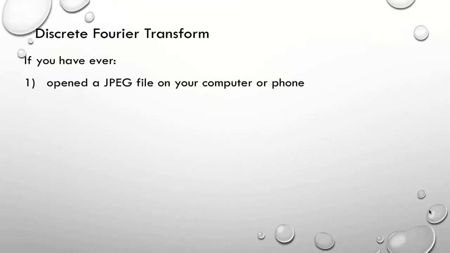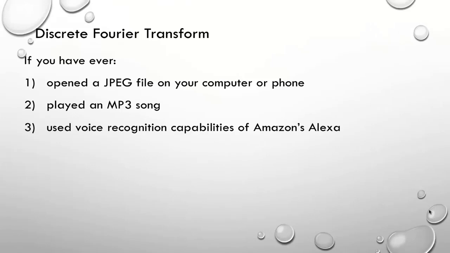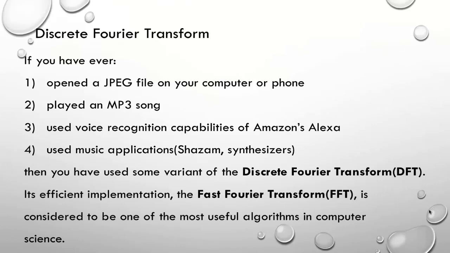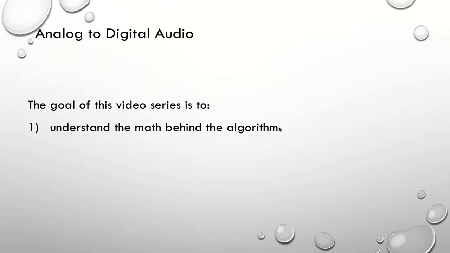So if you ever open a JPEG file on your computer, or ever play an MP3 song, or ever use the voice recognition of Amazon Alexa, or some kind of a music app like Shazam that recognizes music, then you have used some variation of the Discrete Fourier Transform. In fact, its efficient implementation, the Fast Fourier Transform, is considered to be one of the most important and useful algorithms in computer science. And so in the video series, we're going to talk about how all of this is possible through the DFT. So the goal of the series is to understand the math behind the algorithm.